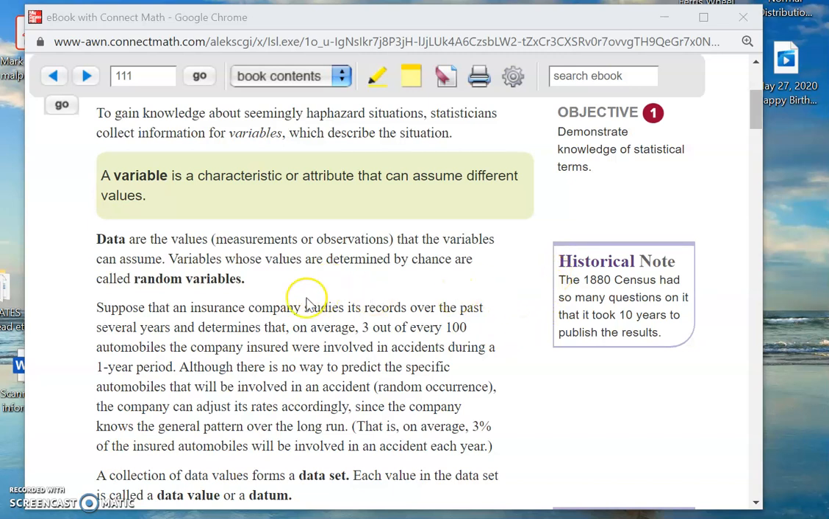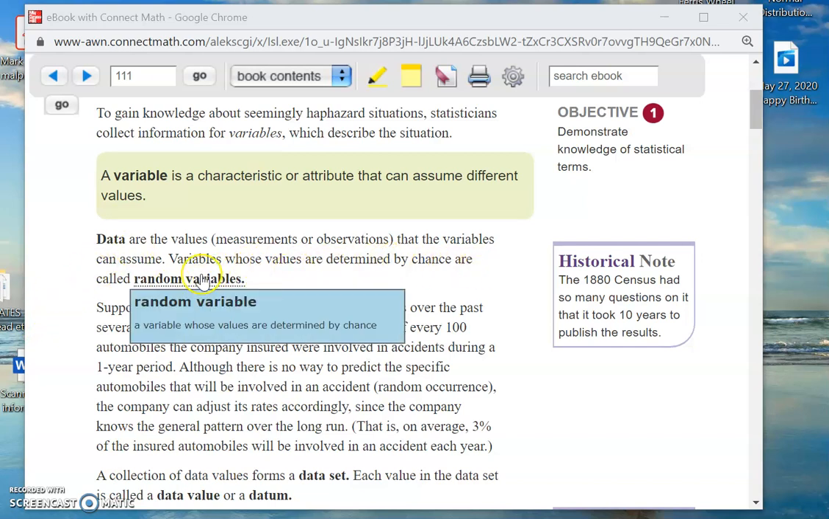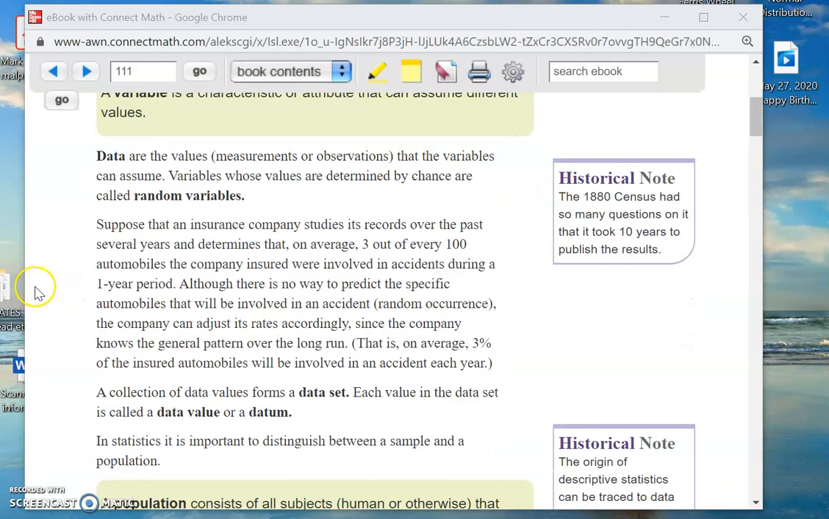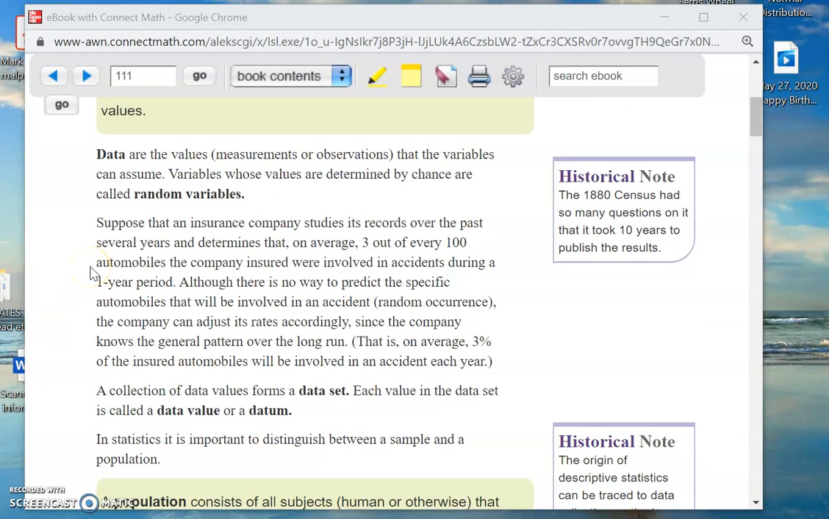That's the variable. The data are the actual values. Those are the measurements that you make. So make sure you make that distinction. A variable is the actual characteristic itself, whereas the data are the actual measurements. Now, variables whose values are determined by chance we call a random variable. That seems kind of weird, doesn't it? Why do we call it a random variable? Why is it by chance? If I measure your height, that's not by chance. It's there. That's what it is. It is what it is.